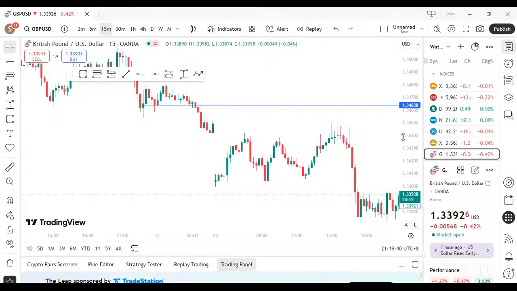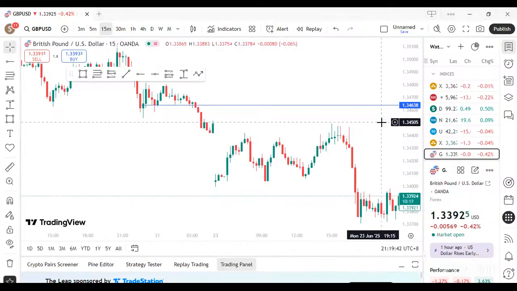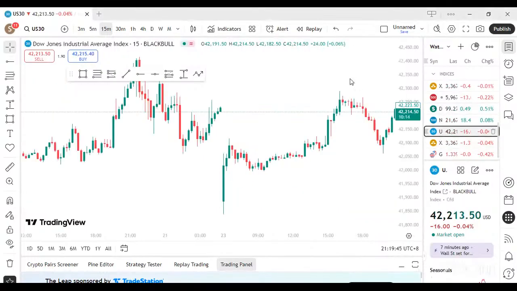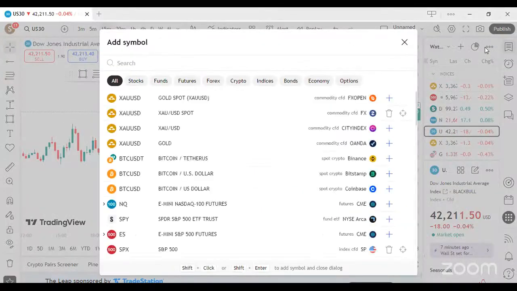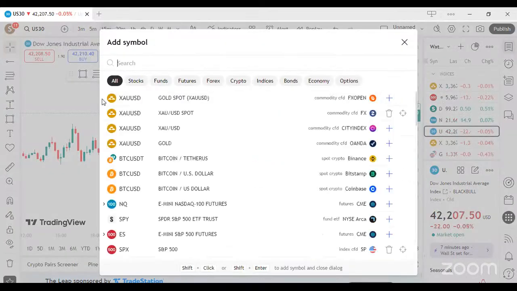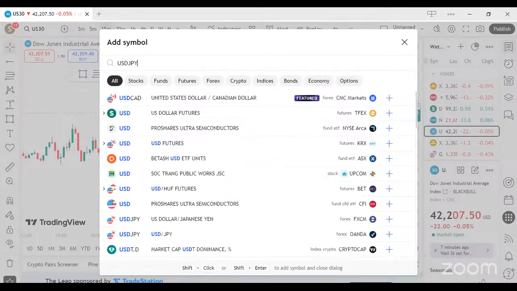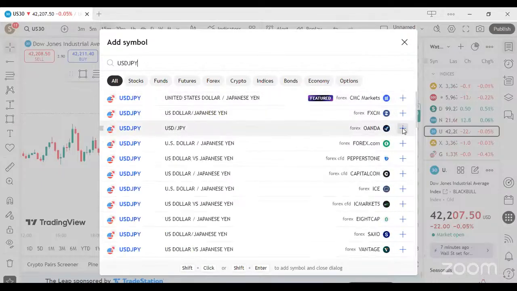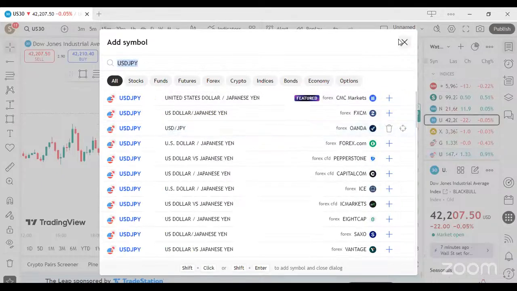Maybe let's see. USD JPY. Is it this one? No. Yeah, no, this is USD JPY. Where? Oh, I search. USD JPY. Yeah. This one. Yes. This one.